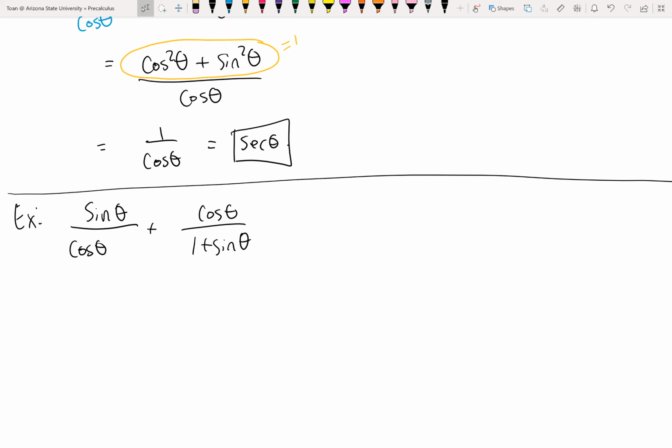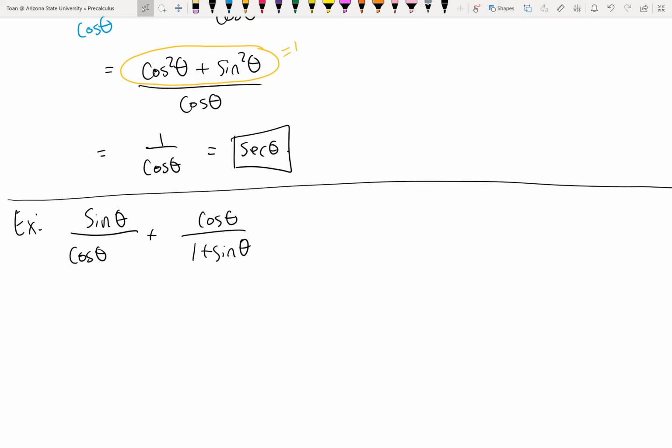So let's say I wanted to simplify this guy. Again, I don't see any squares, so I can't use Pythagoras' theorem. But I do notice I'm doing a fraction plus a fraction, so let's add these fractions together. The technique is, to add fractions, they need to have the common denominator. So the left fraction needs a 1 plus sine, and then the right fraction needs a cosine.